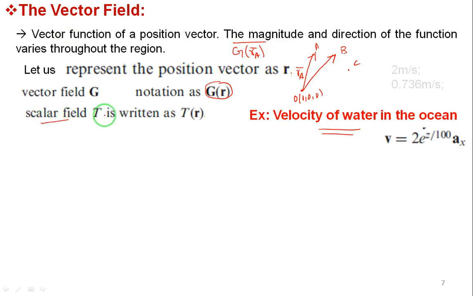Then I have written scalar field. Let me take the letter T in order to define scalar field. It is written as T of R. By looking at this, I should write like this, T of R. So scalar field is defined as a scalar function of a position vector. So we will not concentrate much on the scalar field. We will concentrate on the vector field here.